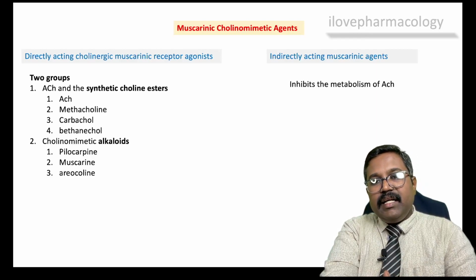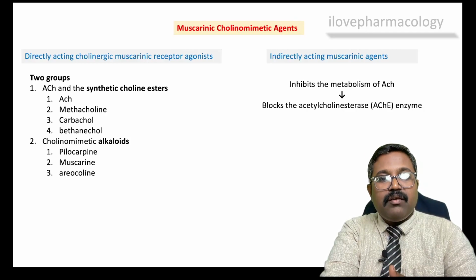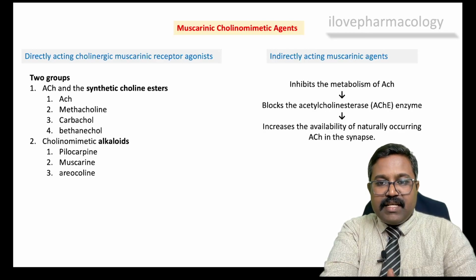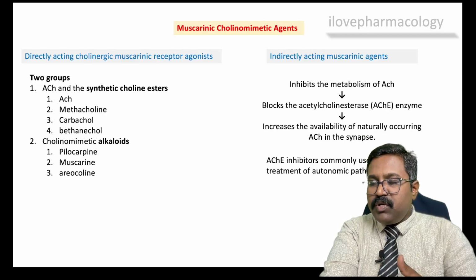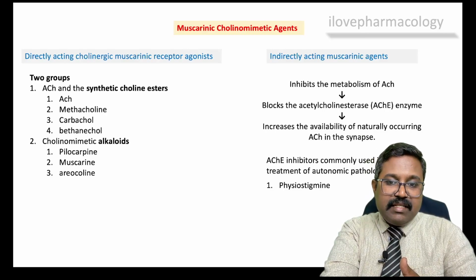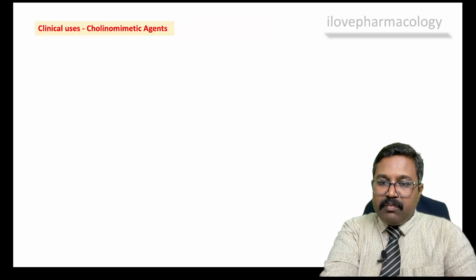And indirectly acting muscarinic agents basically inhibit the metabolism of acetylcholine by blocking the acetylcholinesterase enzyme, thereby increasing the availability of acetylcholine at the synapse. So acetylcholinesterase inhibitors are commonly used in autonomic pathologies. These are physostigmine, neostigmine, pyridostigmine, and edrophonium.